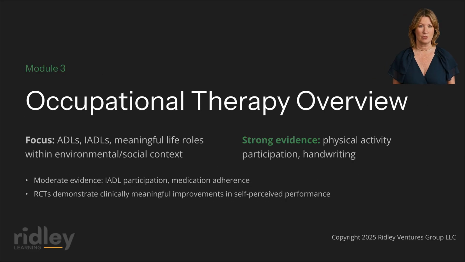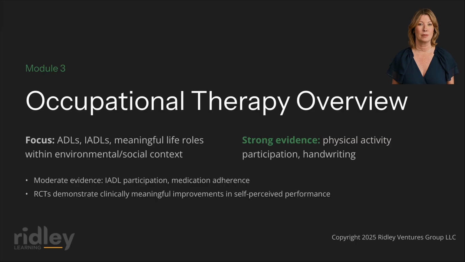We now move to Module 3, which focuses on occupational therapy for functional independence and quality of life. Occupational therapy addresses a distinct yet complementary domain within Parkinson's disease rehabilitation, focusing on optimizing performance in activities of daily living, instrumental activities of daily living, and participation in meaningful life roles.